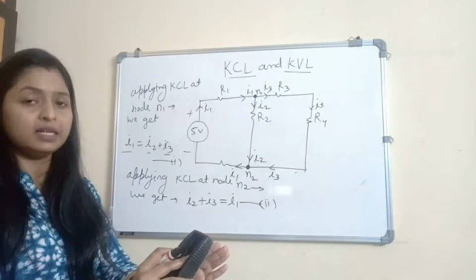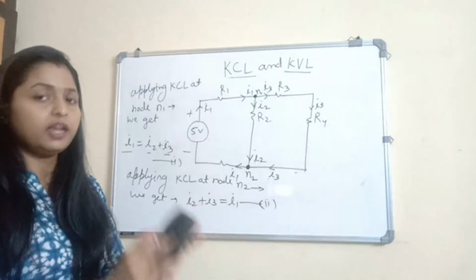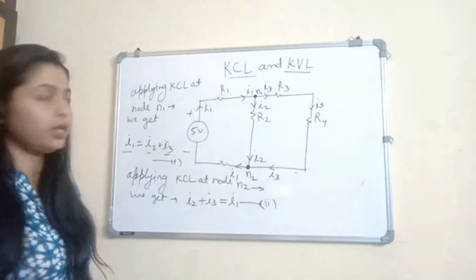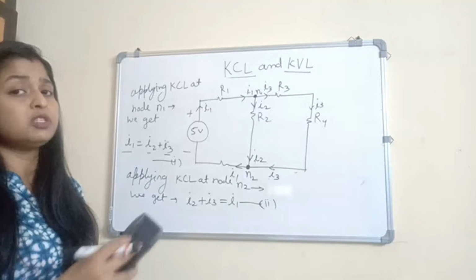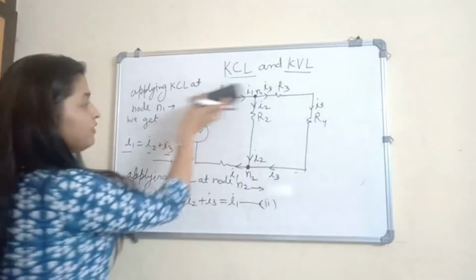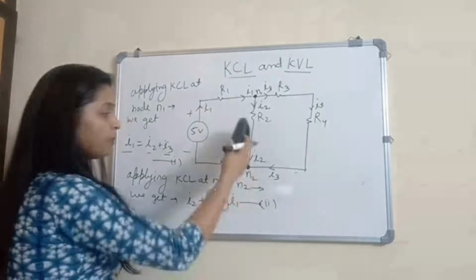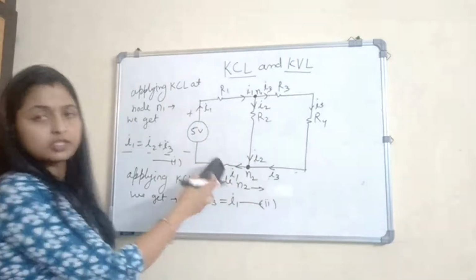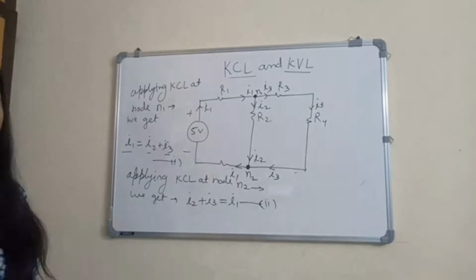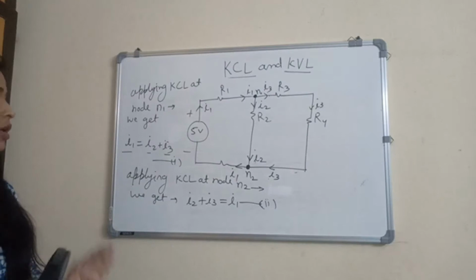Whatever current goes inside that terminal, that node, it will leave from those terminals. Ideally there must be zero drop. So I1 is entering, divides into two parts, and then these two parts are added into I1. So this is Kirchhoff's current law: the algebraic summation is always zero.